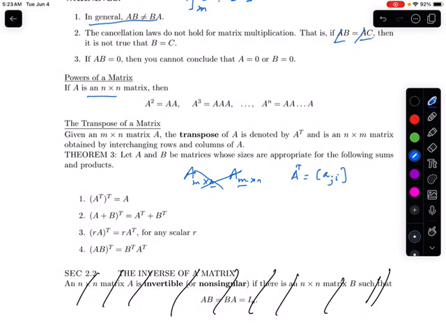It doesn't have to be a square matrix, does it? No, I don't think so. Yeah, it may not be a square matrix, right? But for the product, I was talking about the product here.